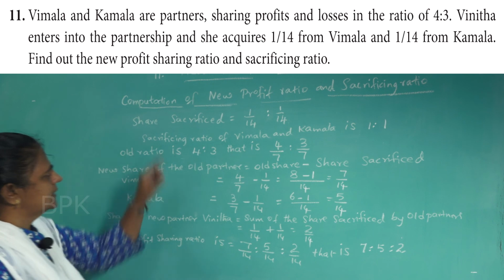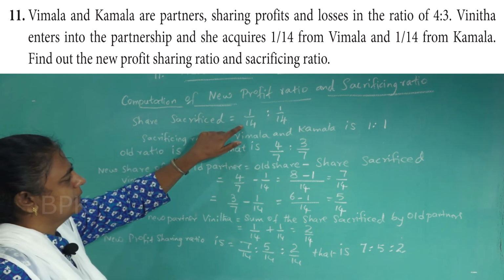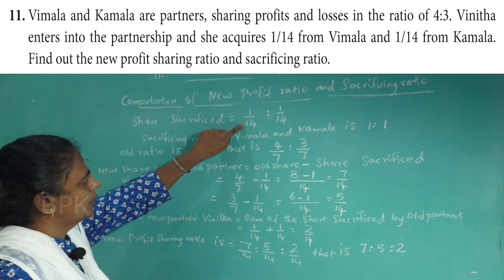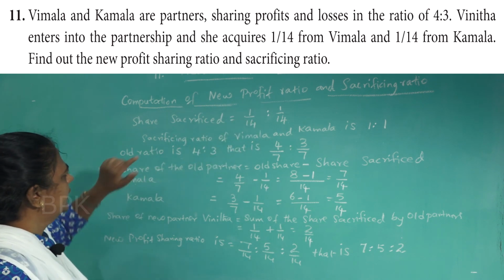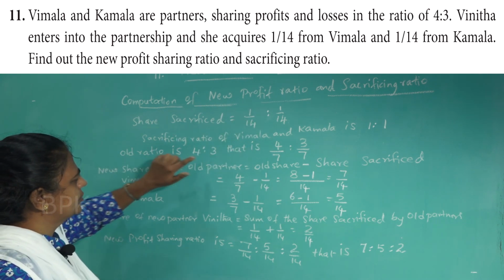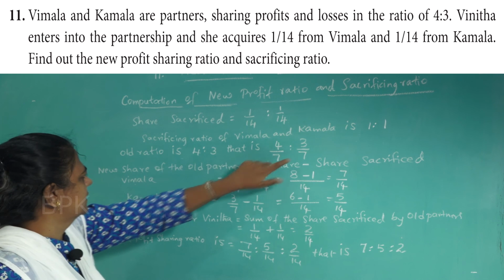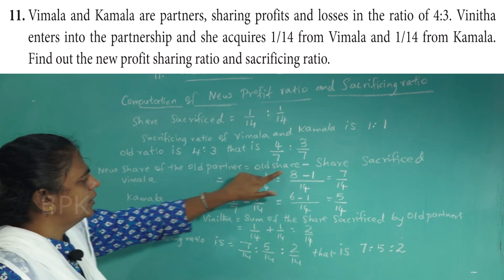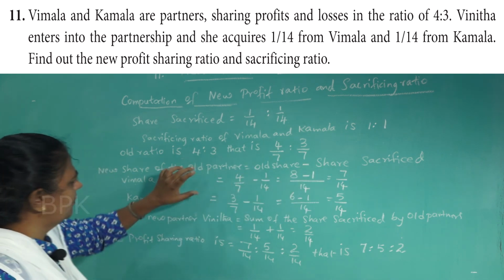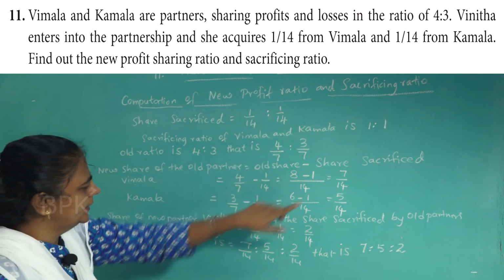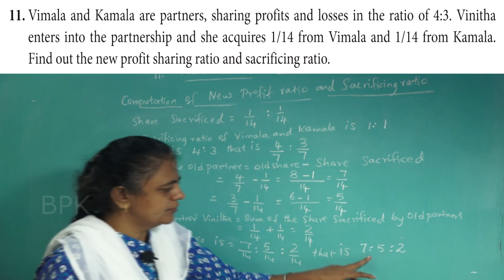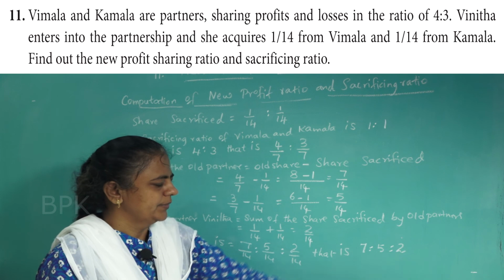Understood, children? Share sacrificed is given by old partners, both are sacrificing 1 by 14, 1 by 14. Then old ratio is also given, 4 by 7, 3 by 7. So what is the formula? Old minus share sacrificed. Apply it in the formula, find the new ratio, that will give you 7 is to 5 is to 2.